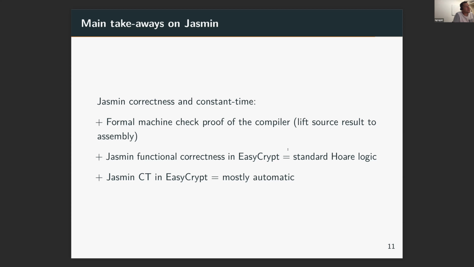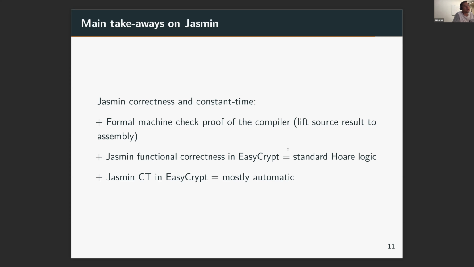And the really good point also is that the Jasmin compiler has been formally proved in Coq. So this allows us to lift the property we have at the source level to the assembly. The first proof we have is for correctness of the compiler. So this means that the semantics of the source is the same as the semantics of the assembly. Maybe we should say it in the opposite direction.